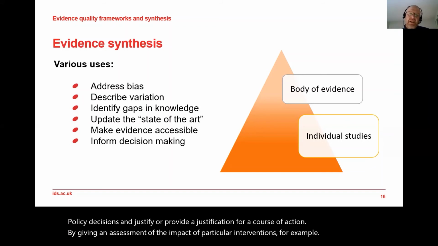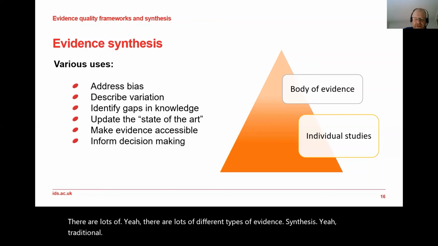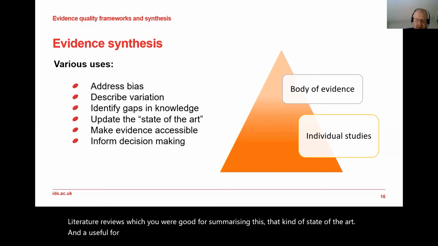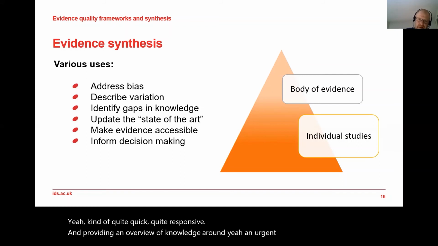So there are lots of different types of evidence synthesis. Traditional literature reviews are good for summarising that state of the art, and are useful for policy audiences because they can be quite quick and responsive in providing an overview of knowledge around an urgent policy question.